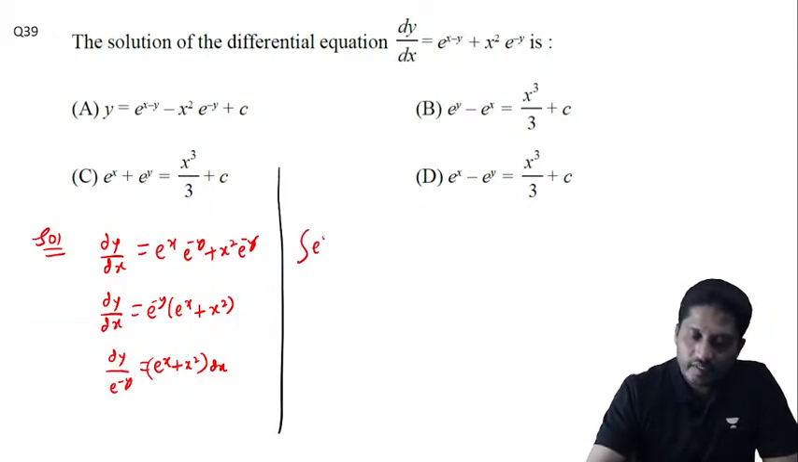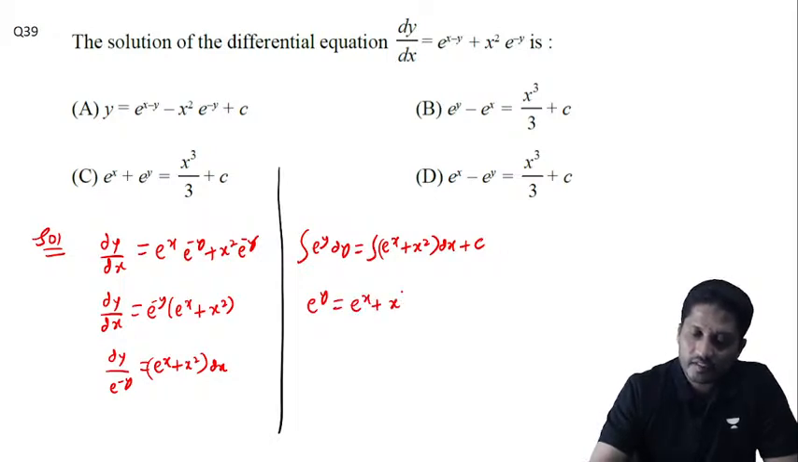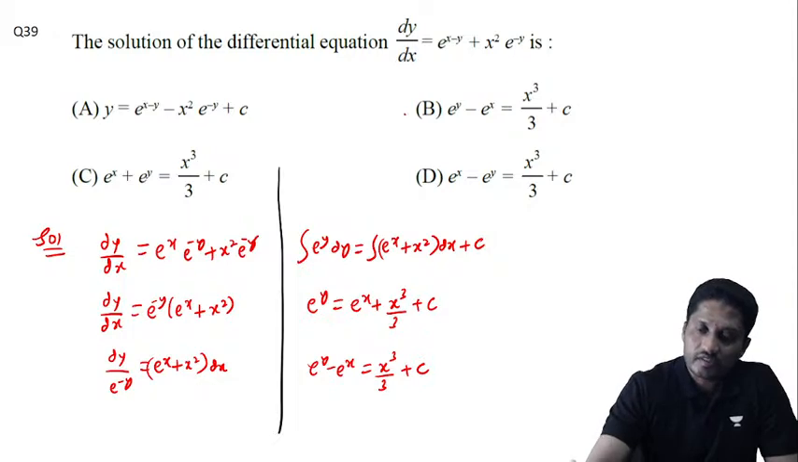Integration of e power y dy is equal to integration of e power x plus x square into dx plus c. Integration of e power y is e power y, e power x, integration of x square is x cubed by 3. And then plus c. E power y minus e power x is equal to x cubed by 3 and plus c. Answer is option B.